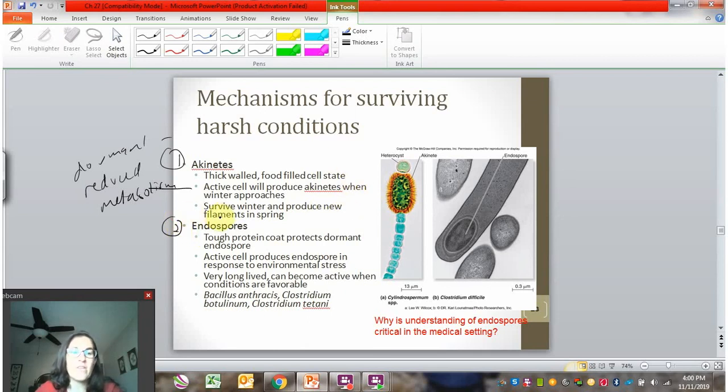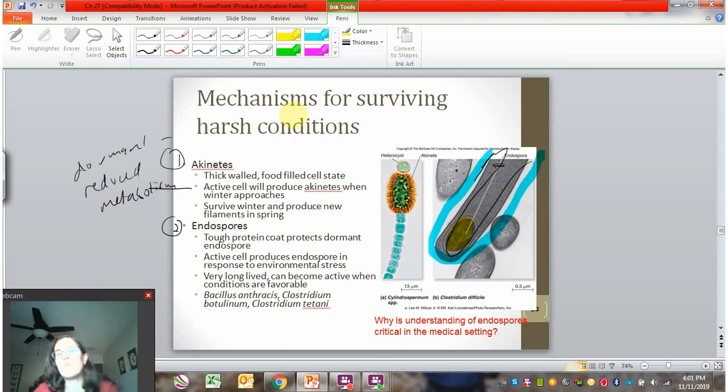Endospores are even more durable than akinetes. So again, some types of bacteria do this. What they do is they form inside of the cell. So this is a cell. Whoops, sorry, I kind of missed that, so let me use a different color here. So this is the cell membrane on the outside here, and this is the endospore forming.